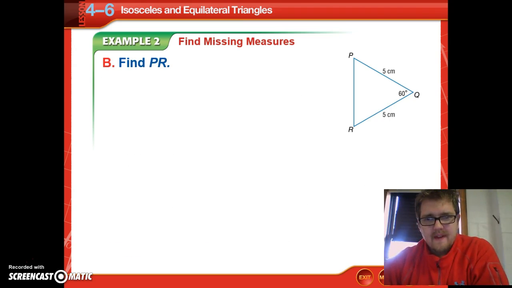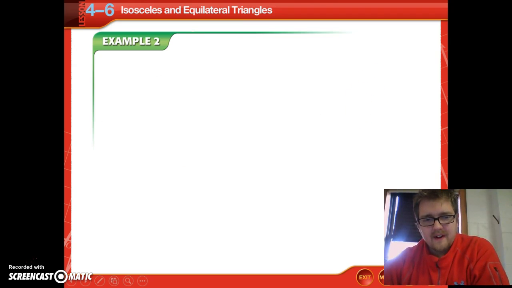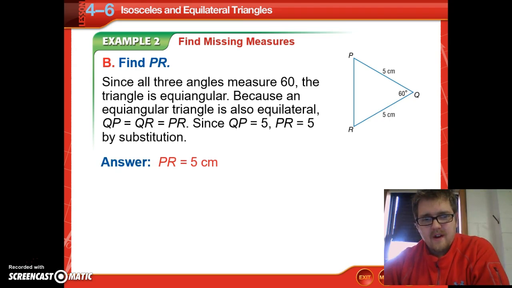So now finding PR, we in fact now know that we have 60, 60, 60. It's an equilateral triangle, or equiangular triangle. Therefore, it must also be equilateral based on the corollary we just discussed. So PR must also be 5 centimeters.